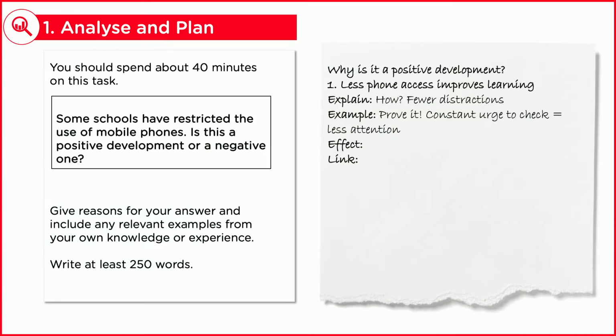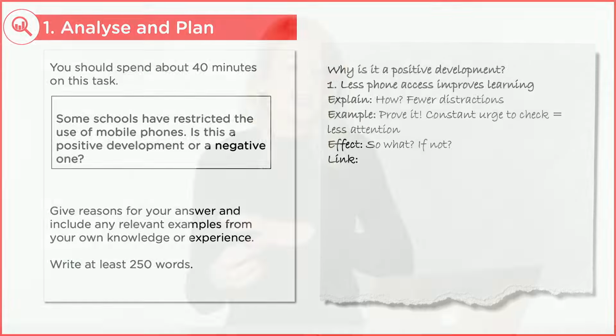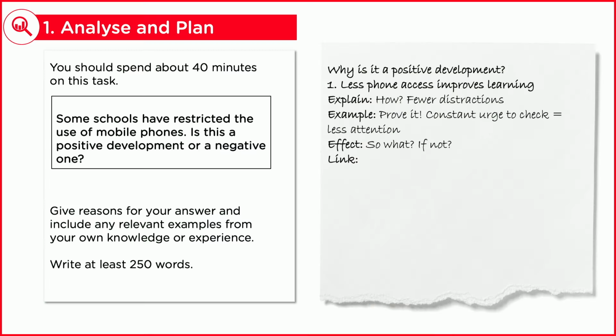My next point here is the effect. So now I'm really stretching out my idea. Okay, so less phone access can improve learning. How? Fewer distractions. Imagine kids in class with their phone beeping and buzzing, how annoying that is. Then what's the effect? So what? So what if the kids are distracted by their phones? What impact does that have on them, on the rest of the class, on their future?